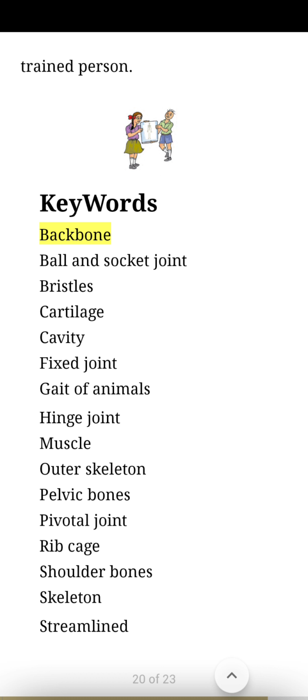Keywords: backbone, ball and socket joint, bristles, cartilage, cavity, fixed joint, gait of animals, hinge joint, muscle, outer skeleton, pelvic bones, pivotal joint, rib cage, shoulder bones, skeleton, streamlined.